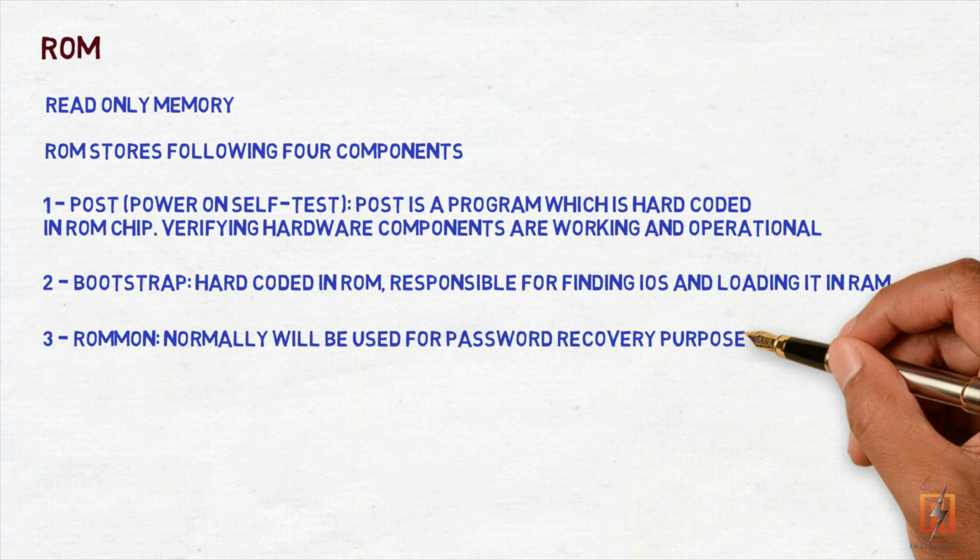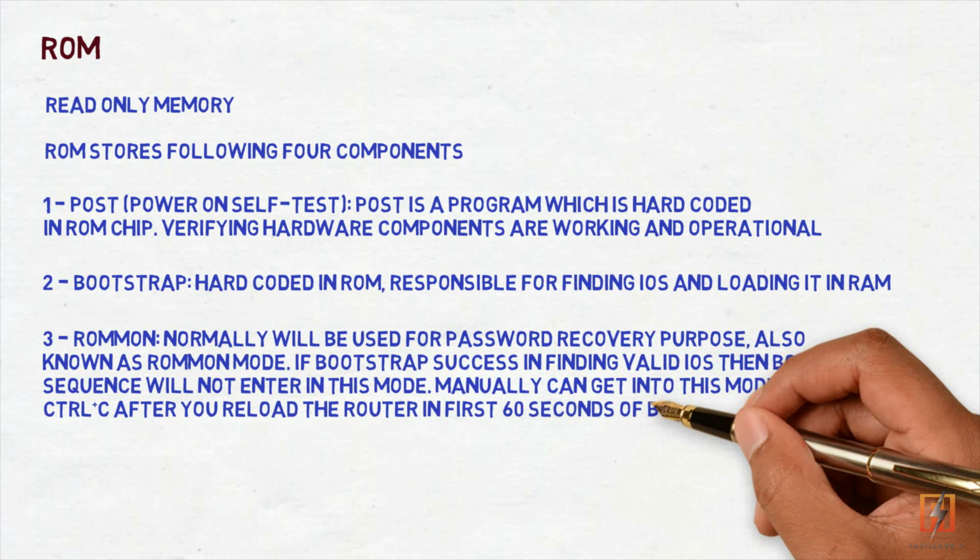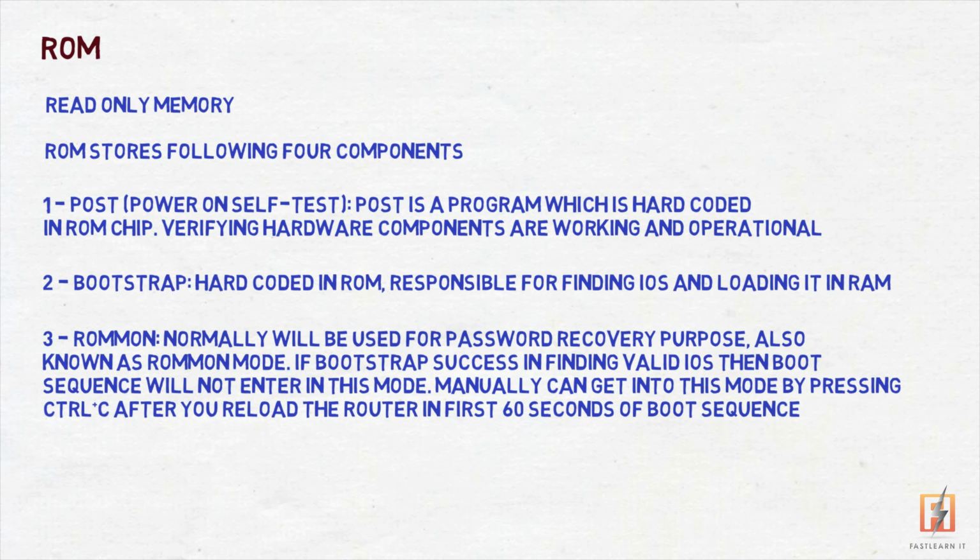Third component, ROMMON. It's a portable iOS program and it is used for the password recovery mechanism. It has its own mode, which you can call ROMMON Mode. The router can get to this mode in two scenarios. First, manual. The second one, automatic. Manually you will go to this mode in case you forgot the console or enable password in your router. What the console password and enable password are, we already covered in the previous video. If you haven't seen the previous video, you can click the annotation mark in the video and get to that video as well.